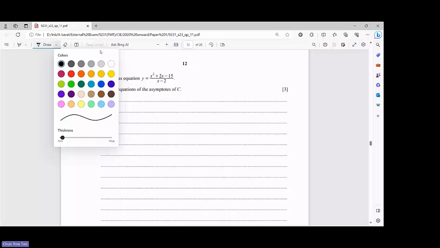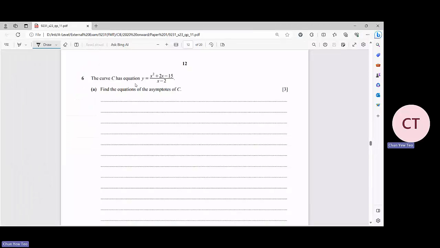Okay, now we take a look at question number 6. The curve C has the equation y equals x squared plus 2x minus 15 over x minus 2. Find the equations of the asymptotes. So we first find the vertical asymptote. Vertical asymptote, just take your denominator equal to 0, it will be x equals 2. As for the horizontal, because the numerator is degree 2 and the denominator is degree 1, there will be an oblique asymptote. There will not be any horizontal asymptote.